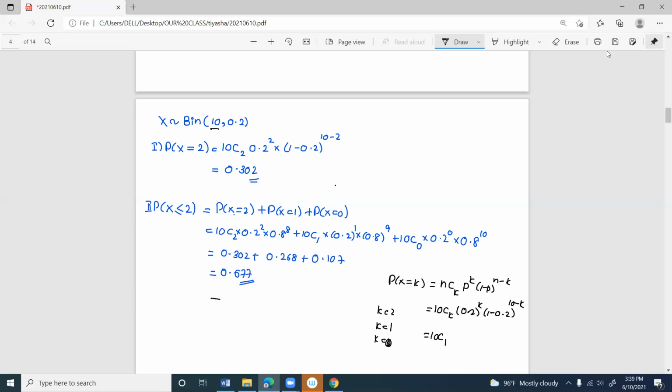Therefore we can write it this way. You can write summation, k goes from 0 to 2, because I need to add the 0 value, 1 value, and 2 value. Therefore you can write this as 10Ck 0.2 to the power k, (1 minus 0.2, which is 0.8) to the power 10 minus k. You can get help from your calculator this way.